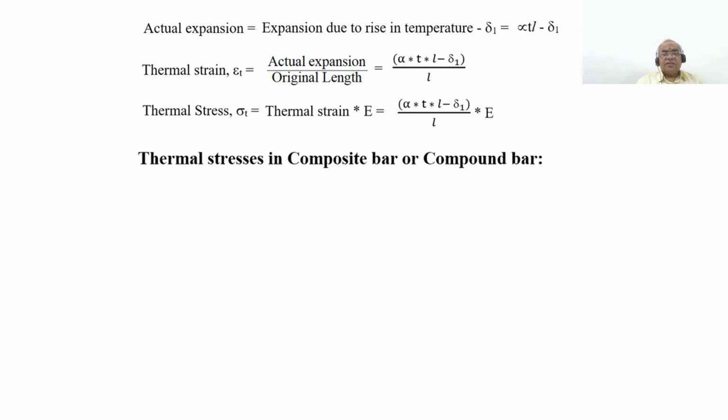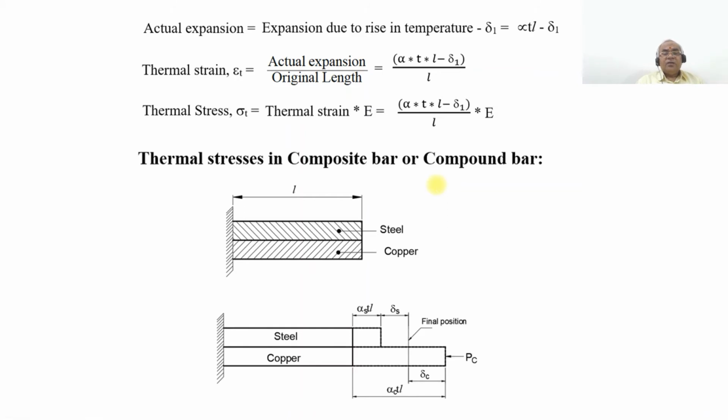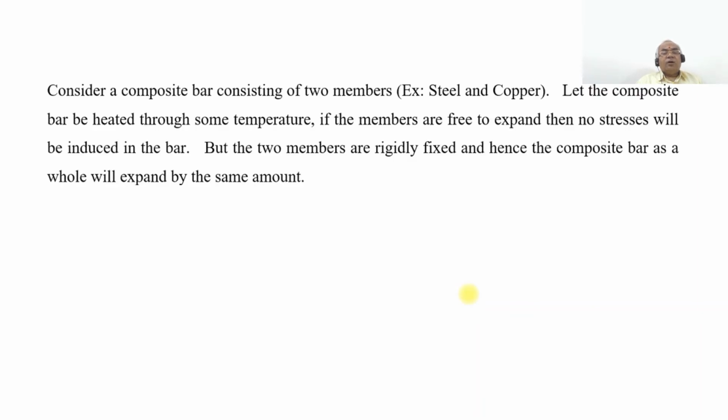Now, the thermal stresses in a composite bar or compound bar. Here, this is a compound bar wherein one end is fixed, and the other end has the steel bar and the copper bar, one above the other, where the length of both steel and copper is L. When the expansion is prevented, the steel has free expansion up to a point, and the copper has more expansion. Once the expansion is prevented, this is how it will look, and we are going to explain that here. So consider a composite bar consisting of two members, steel and copper.